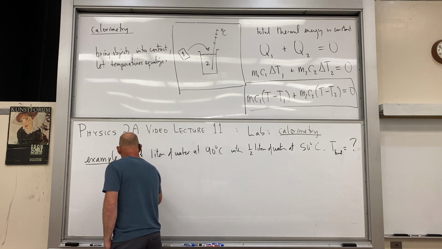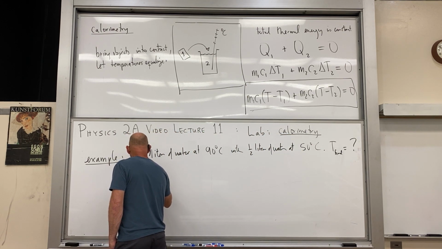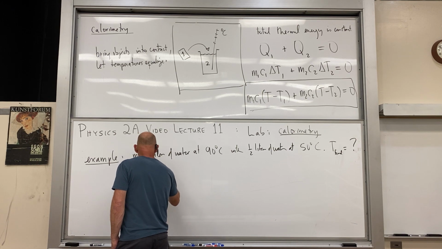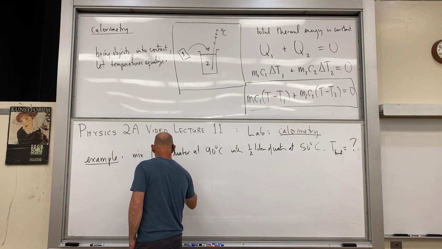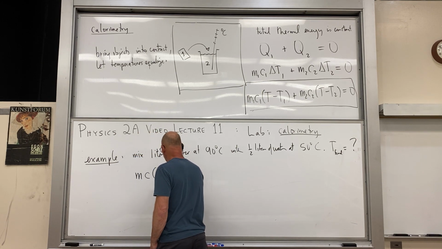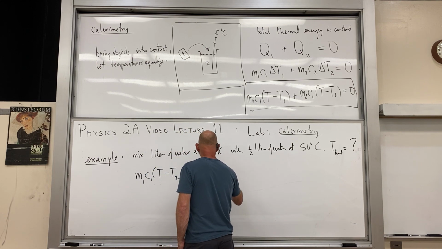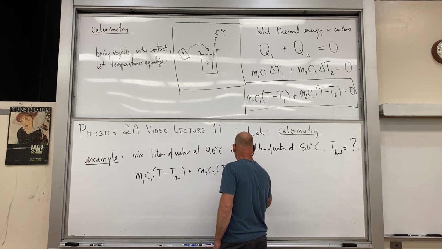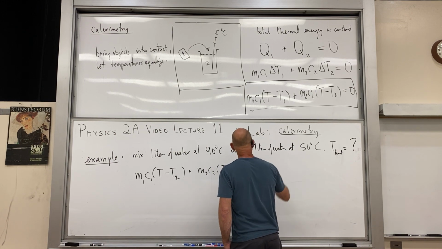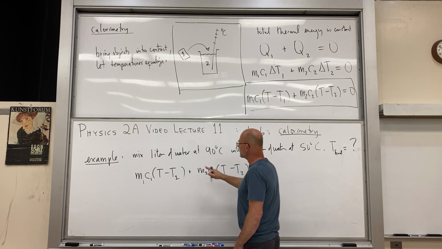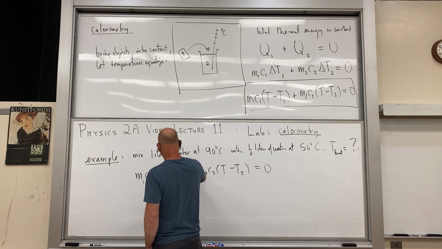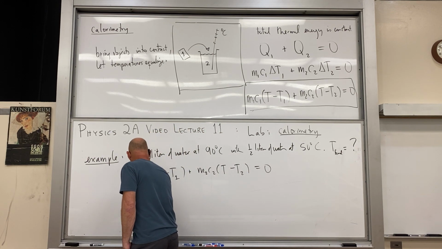Okay, so here's what we're going to do. We have M1C1 T minus T1. Let's just write this down again. Plus M2C2 T minus T2 equals 0. I just copied that down again here. So a liter of water is a kilogram. So we have 1 kilogram. I won't even put the units here.